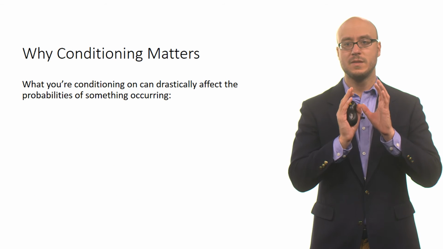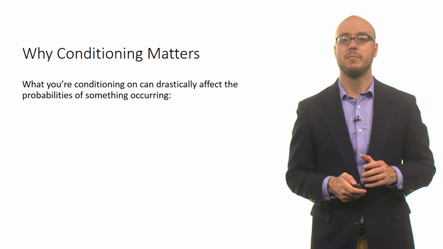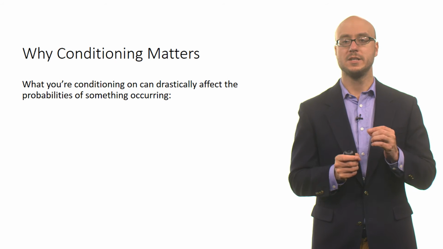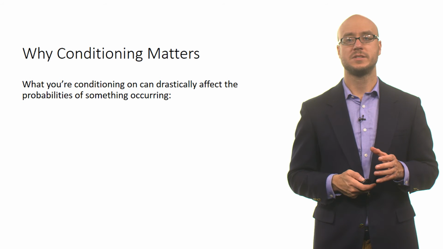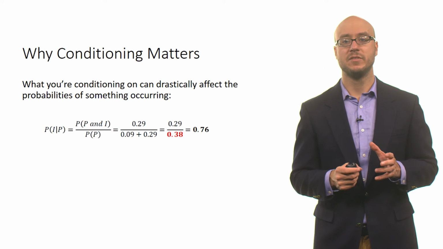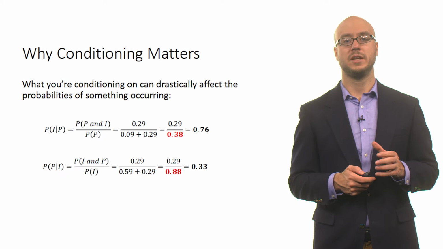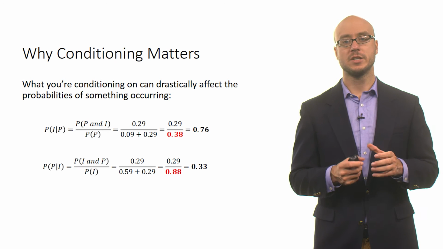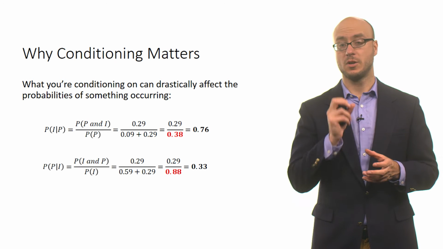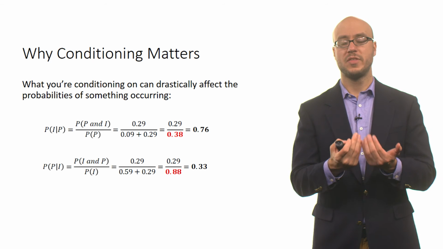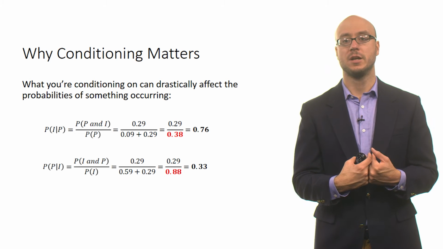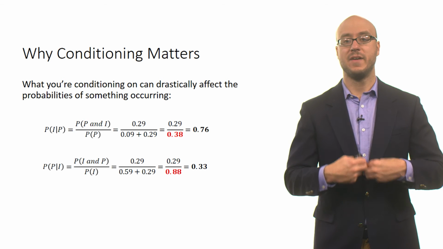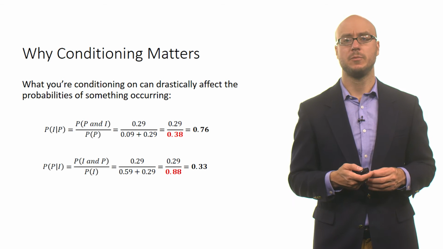This emphasizes why conditioning matters, because these 2 quantities, the probability of I given P and the probability of P given I, are not the same. So here's the probability of I given P, and here's the probability of P given I. You can see that the joint probabilities are in fact the same, but the denominators are different. The probability we're conditioning on is different, and that affects the conditional probability that we calculate.